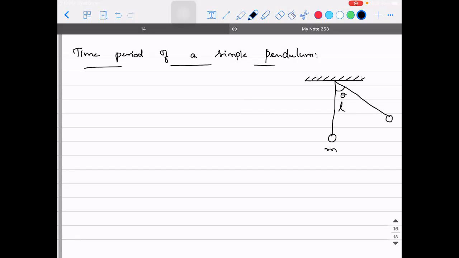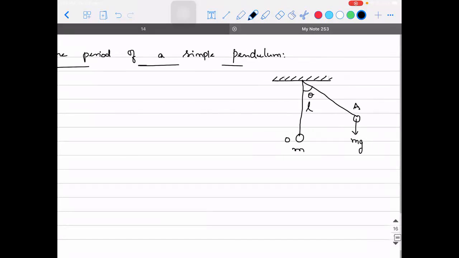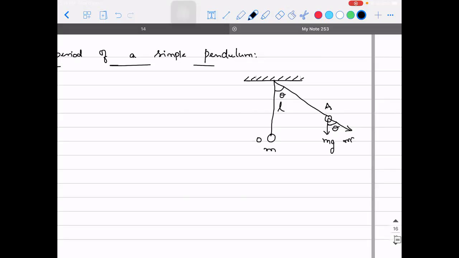Now, what are all the forces that are going to act on the bob at point A? Restoring force, sir. One is mg. And if this is theta, this is also theta. Then this will be mg cos theta, and this will be mg sin theta.